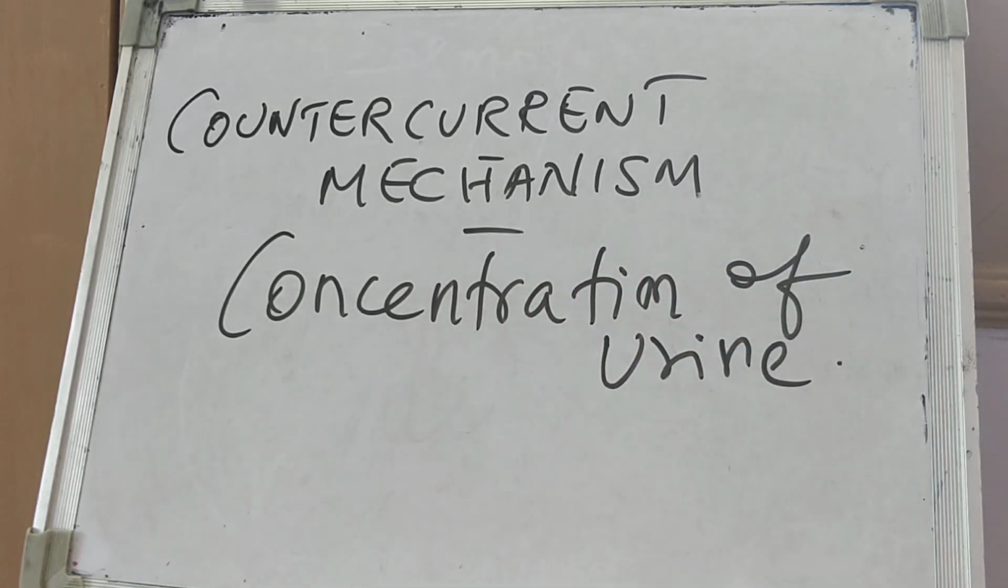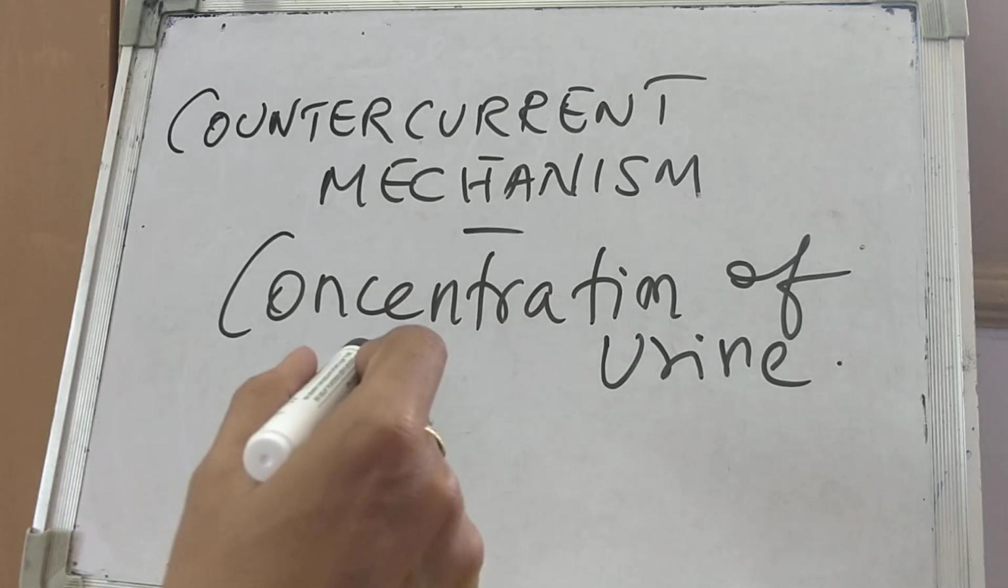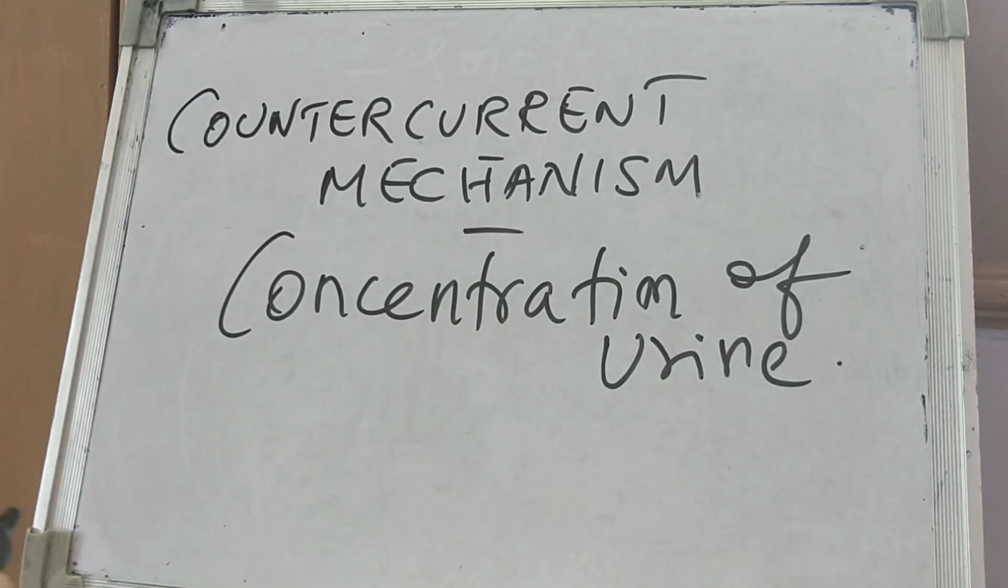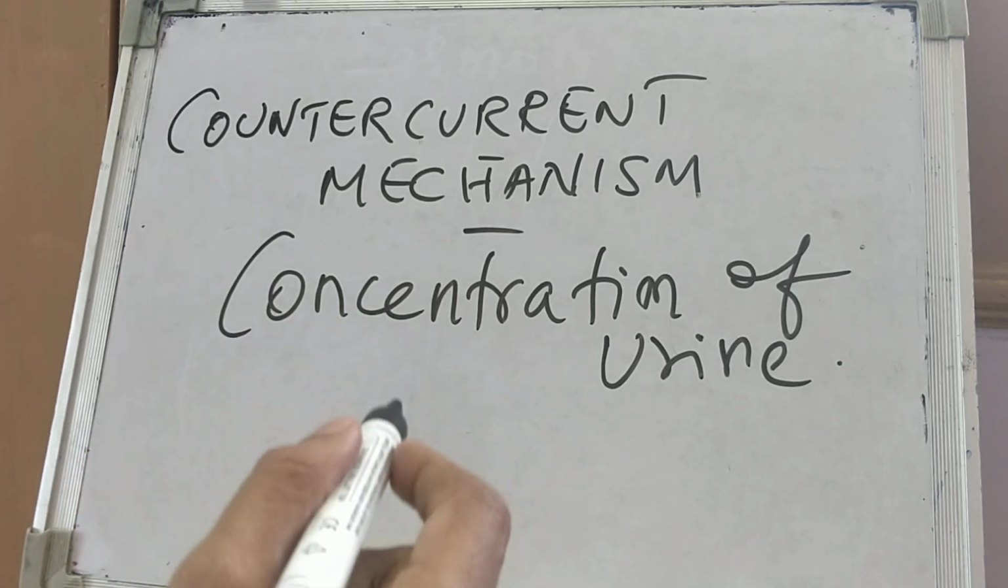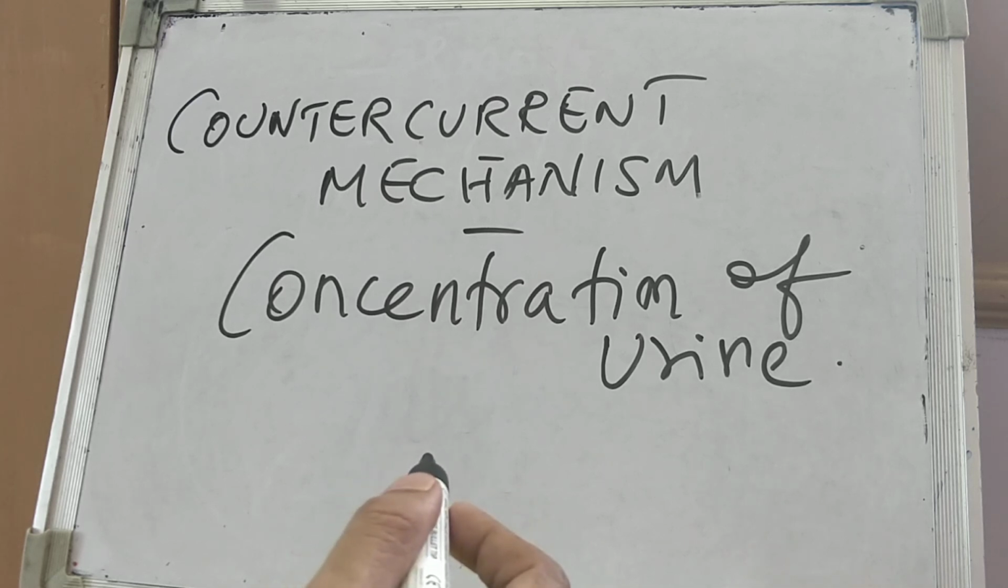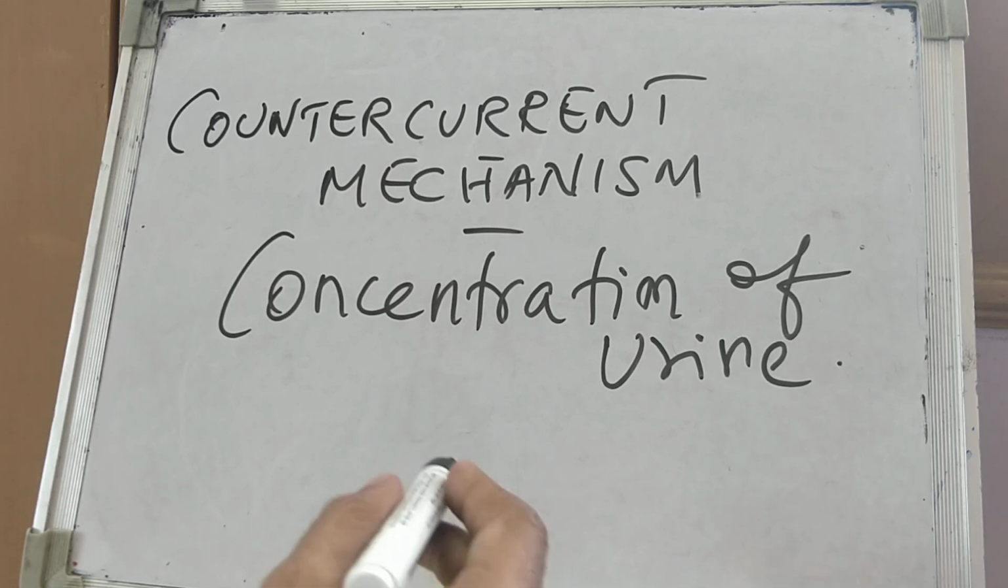So, when there is excess water in our body, the kidney will form dilute urine. When the water is deficit in our body, kidney will form concentrated urine. So concentration of urine, in other words, is conserving the water. So water is reabsorbed and water balance is maintained.